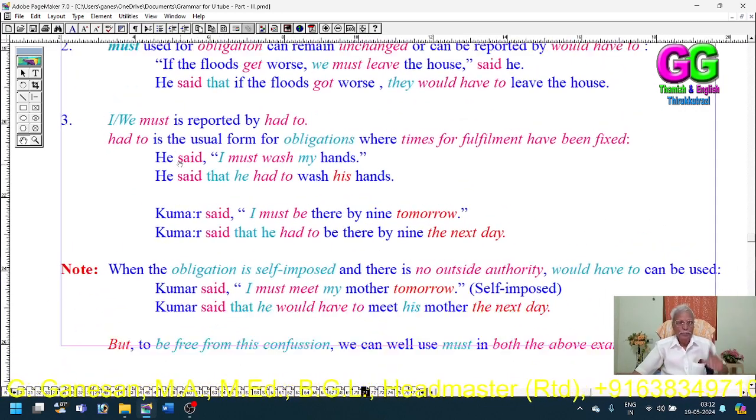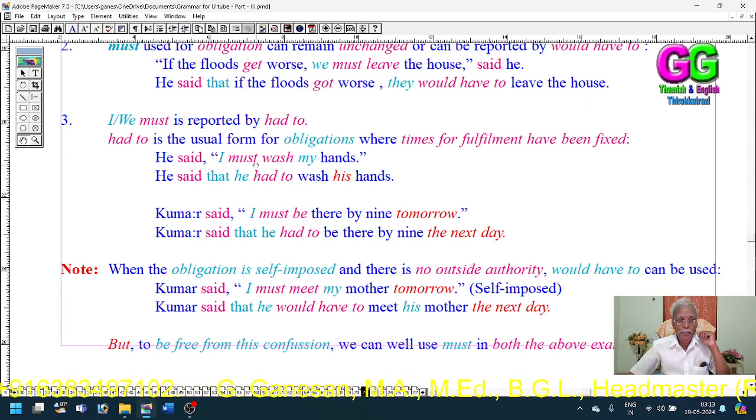Then the third. I must, we must is reported by had to. Had to is the usual form for obligation where times for fulfillment have been fixed. That is, in obligation, that is a duty, when the time is fixed, then must should be replaced by had to.